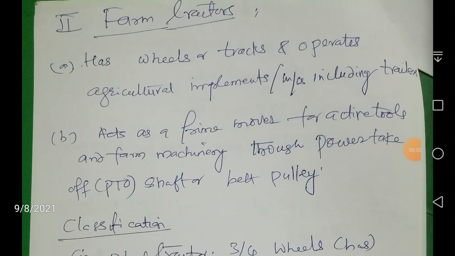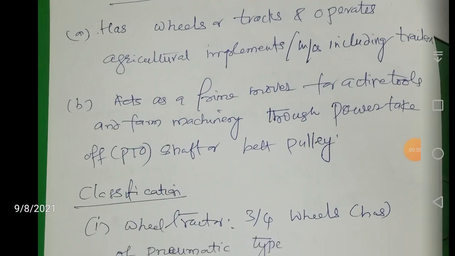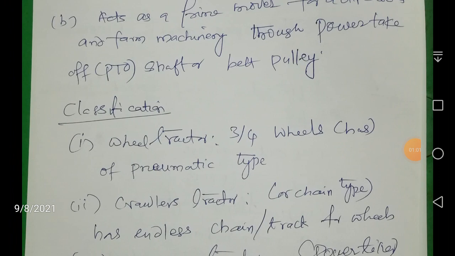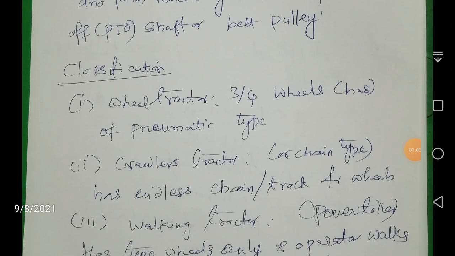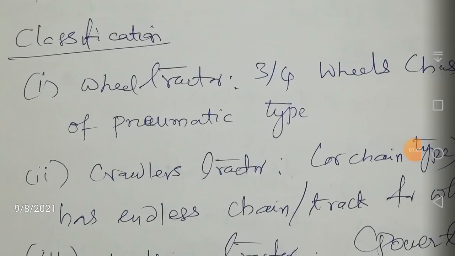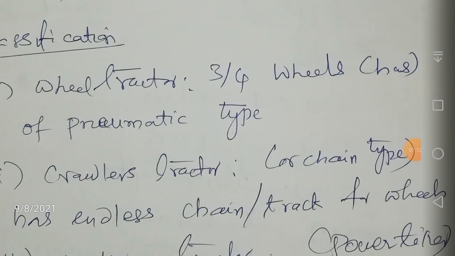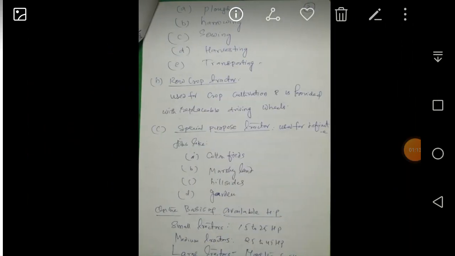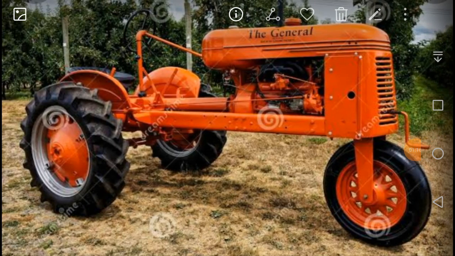So now let us go for the classification. There are various types of farm tractors. Number one is the wheel tractor. So let us see how a wheel tractor will look. It will have 3 or 4 wheels of pneumatic type. So let us see how this looks.